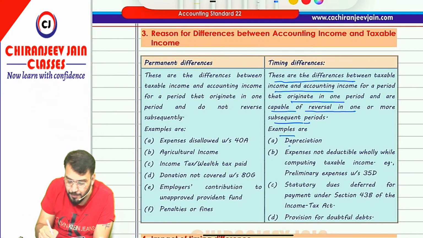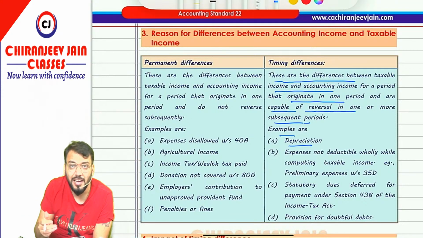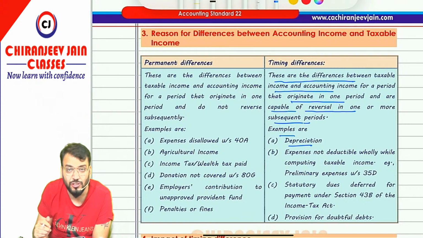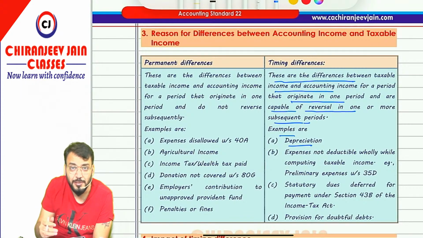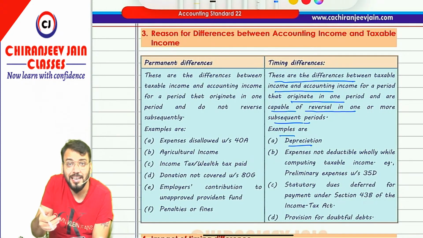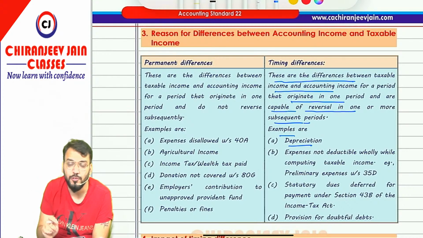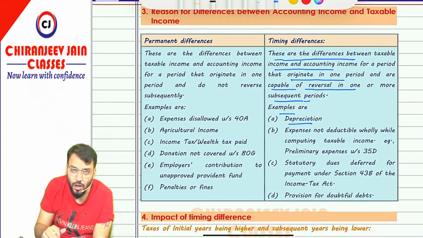Example, we can say depreciation. We know that depreciation under the Income Tax Act will be higher than as per books of account, because in computers we charge depreciation at a rate of 60%, but in books of account we don't charge that higher depreciation. It means excess depreciation is allowed under the Income Tax Act, which will be disallowed in future, and that is a timing difference. Correct.